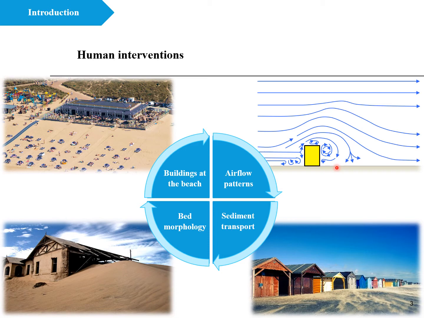If you look at the morphological loop, we started from the buildings at the beach and their impacts on airflow patterns, sediment transport, and bed morphology. But finally, the loop ends with the impacts of bed morphology on buildings. Why? The reason is that sand encroachment into houses disturbs the human activities, damages the properties, and causes economic losses.